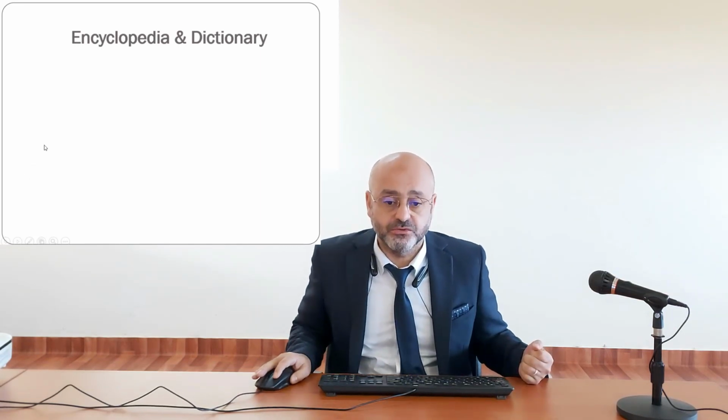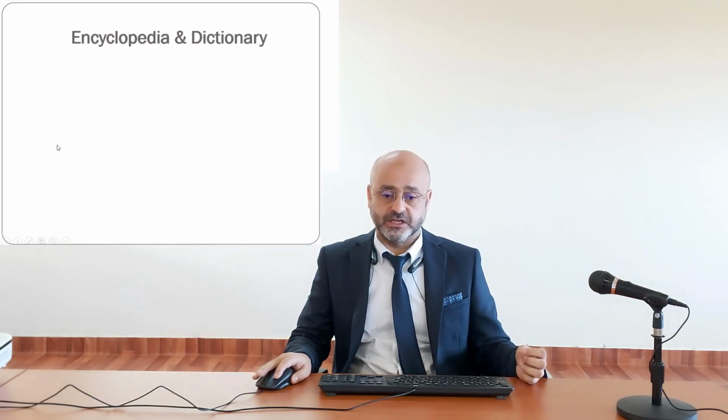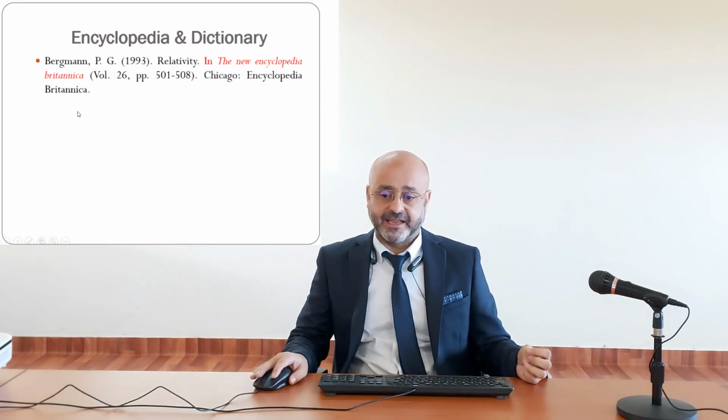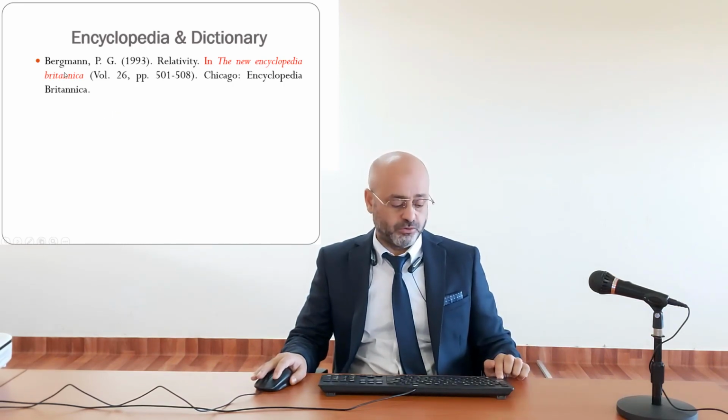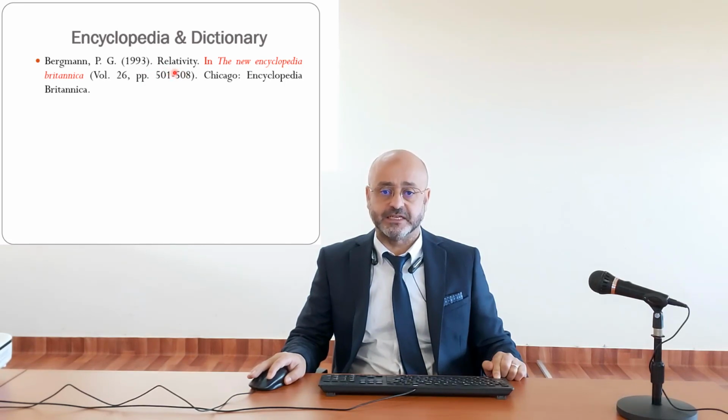In the case where you refer to an article in an encyclopedia or a dictionary, here we have the case of Encyclopedia Britannica. Again, the same ordering: we start with the family name of the author, comma, then initials of both first and middle name, and date of publication between parentheses, followed by a full stop, and here the title, Relativity, is not italicized, because it's not the title of a book.